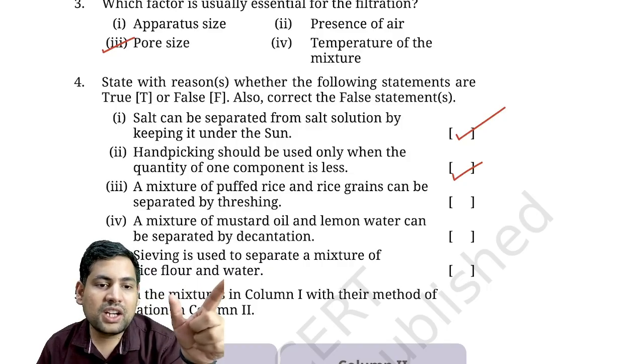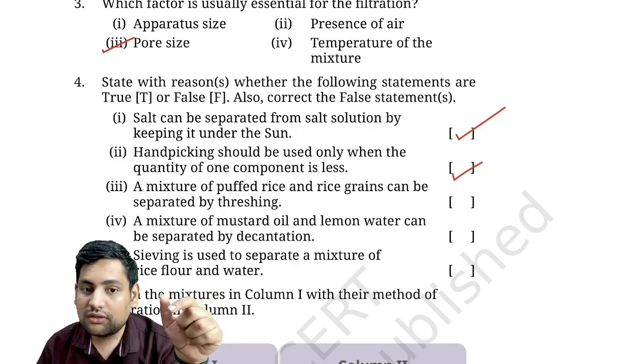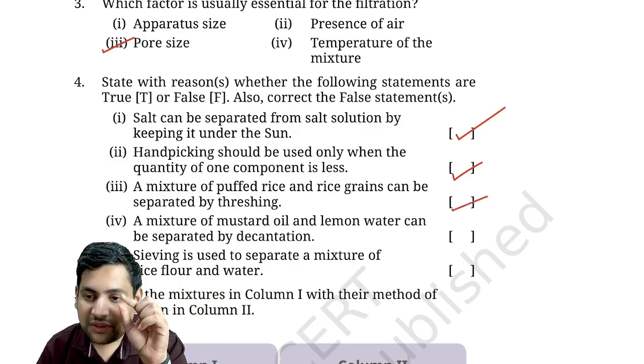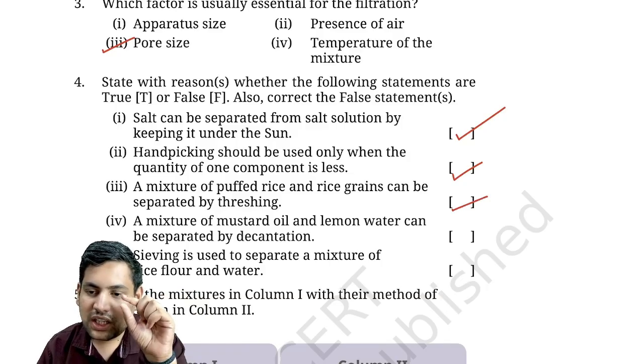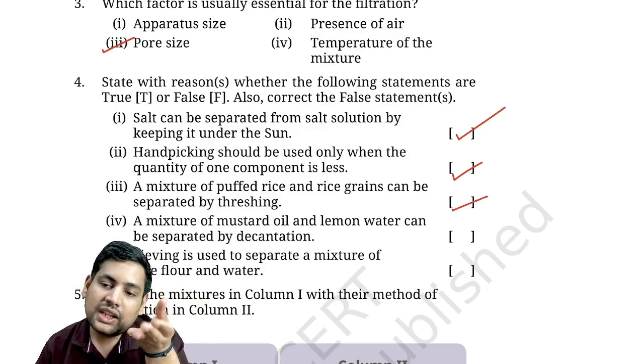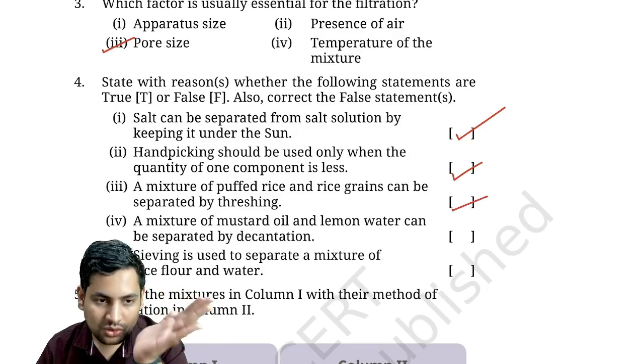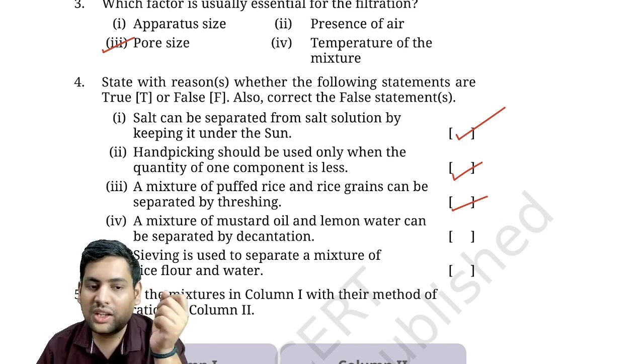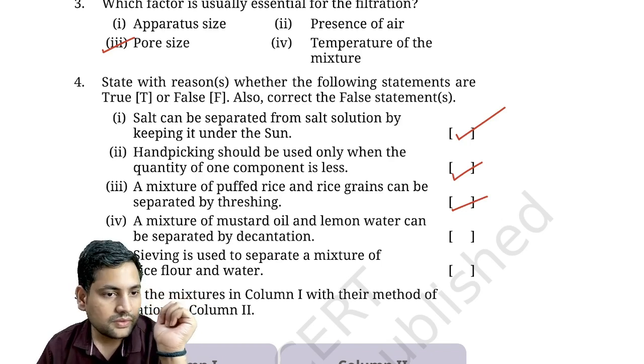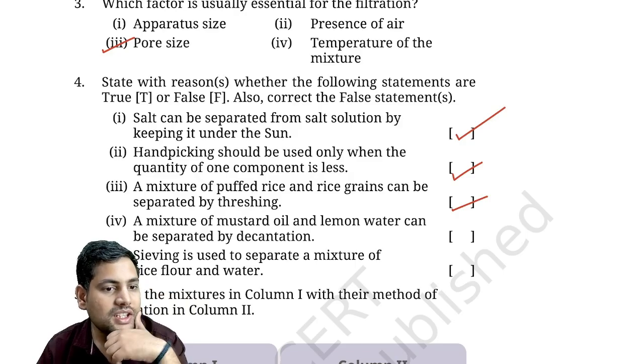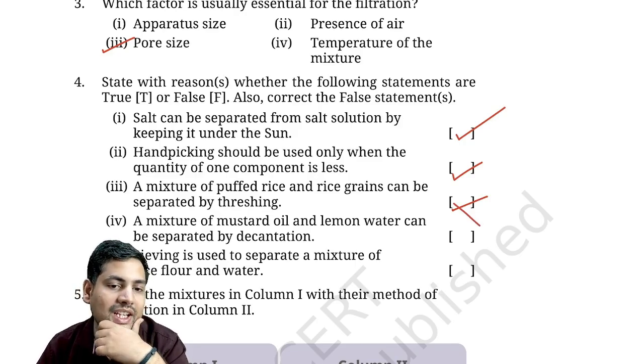A mixture of puffed rice and rice grains, okay, can be separated by threshing. Yes. Why? Because puffed rice, if you remember, is like poha that you eat, that is very light in nature. So you can separate them like this. Then next is a mixture of, no. So this is saying threshing. No, this can be done using winnowing. This is not threshing.